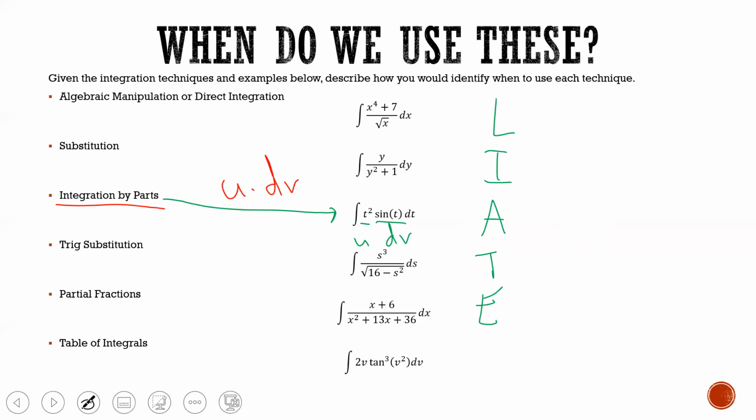It tells us an order for thinking about how to determine what to choose for u, and what we look for first. The first ones, remember, are logarithms. Second ones are inverse trig. If there are no logarithms or inverse trig functions, we'll look for algebraic, which are things like x squared, square root of x, those sorts of things. If none of the first three, then we look for trigonometric.